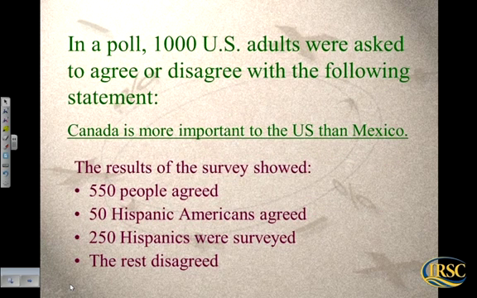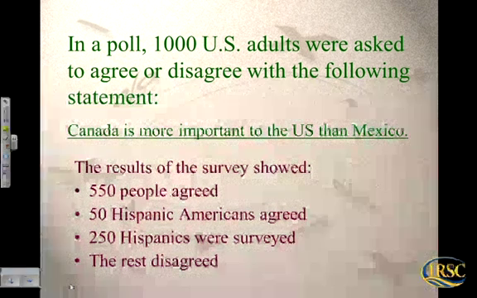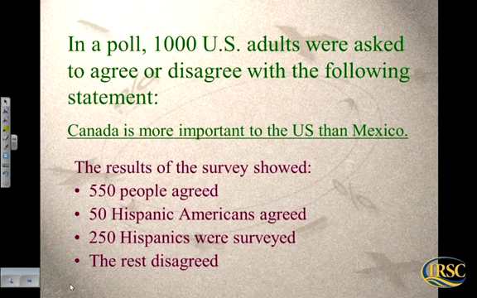In a poll, 1,000 U.S. adults were asked to agree or disagree with the following statement. And this is your entire fill-in-the-blank here, this whole line, this sentence. Canada is more important to the U.S. than Mexico. And then here are the results of the survey, which I think maybe some of those numbers are fill in the blanks for you as well.